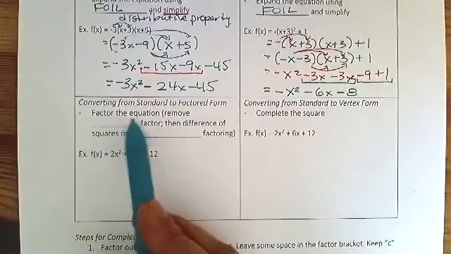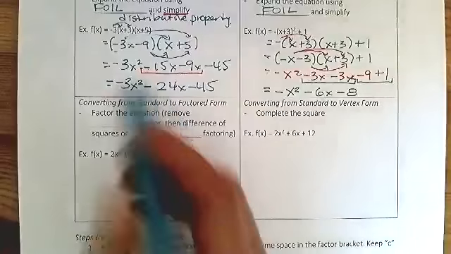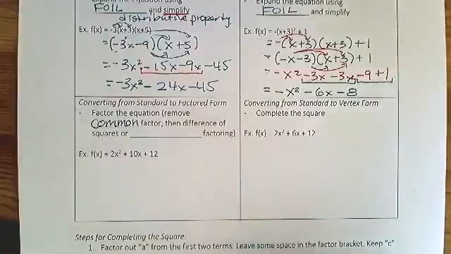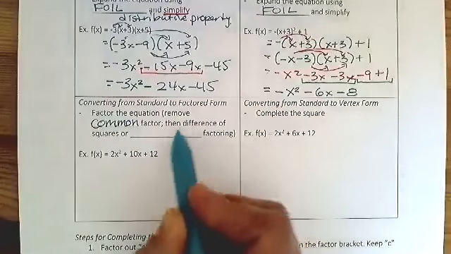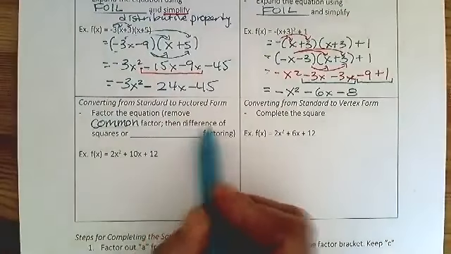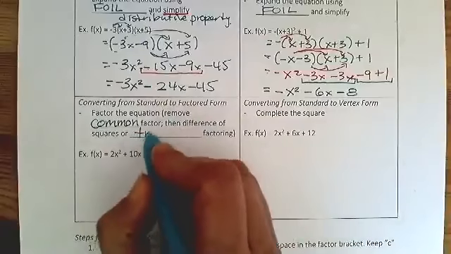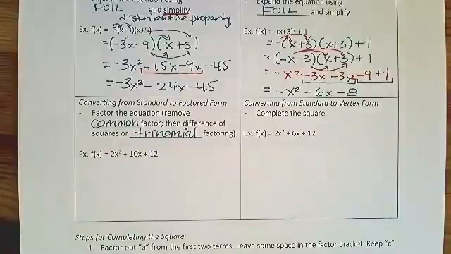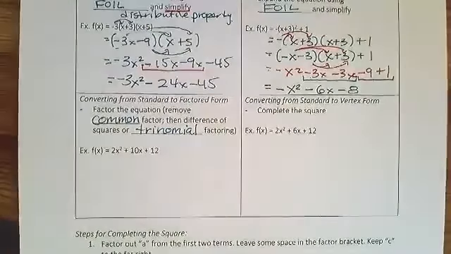So factor the equation, so remove the common. Remember, we always common factor first, and then we're going to look to see if we either have the difference of squares or if we have a trinomial. Those are the three types of factoring that we did in a previous unit.